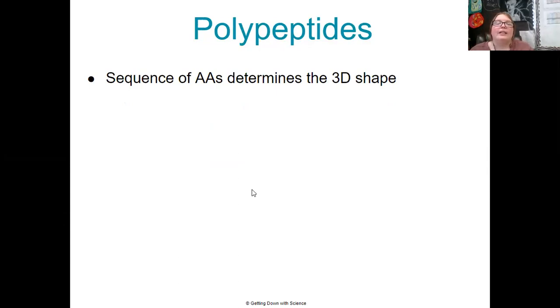The sequence of these amino acids determines the three-dimensional shape. The way I think about it, I don't know if you can see this on the camera, so let me unshare for a minute.